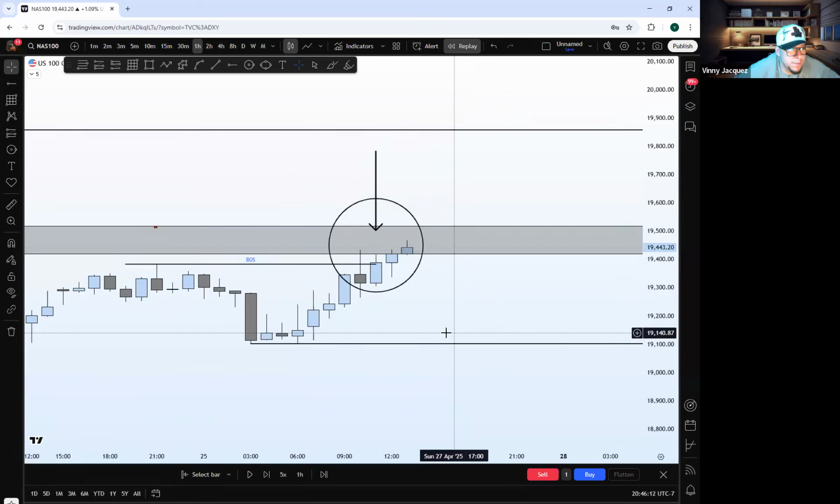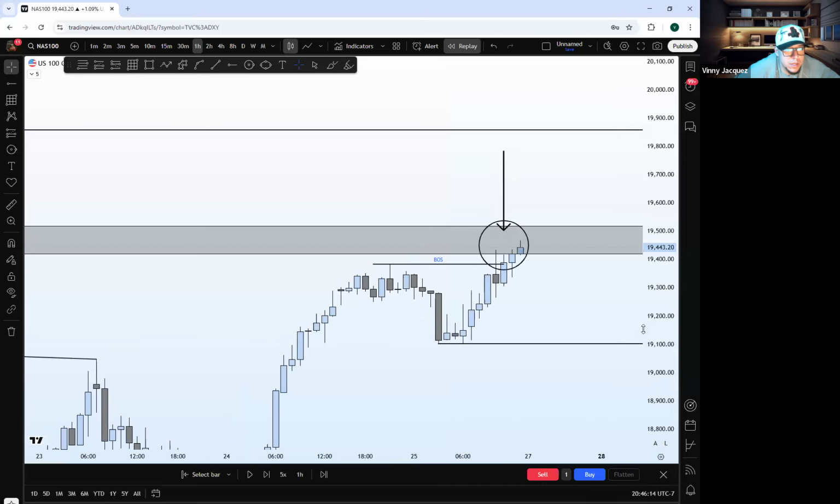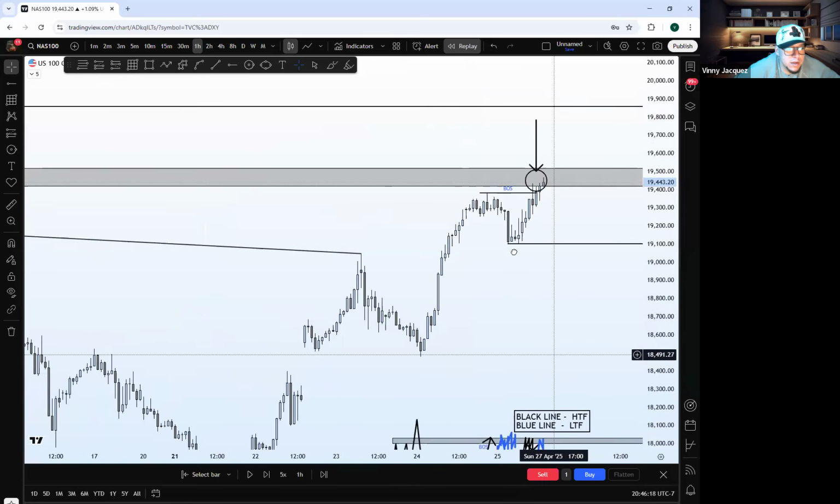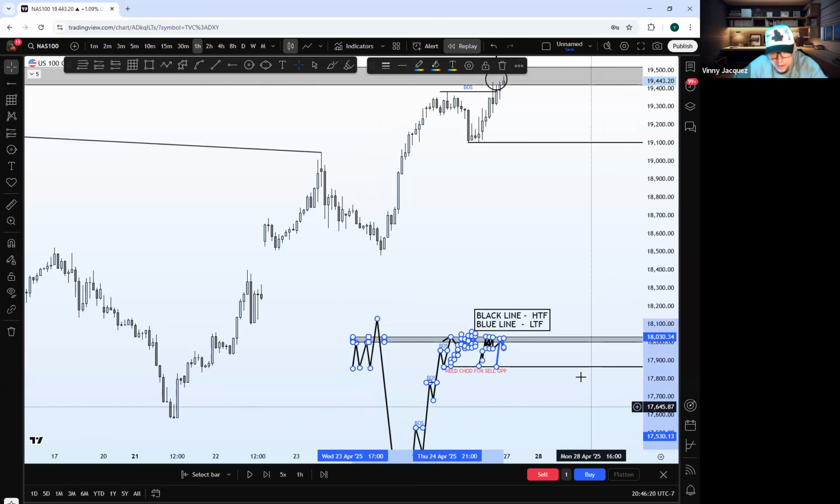Let's drop down to the 1 hour. Now look, guys, again. Is NAS bullish in this area?